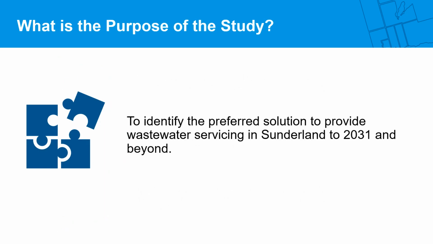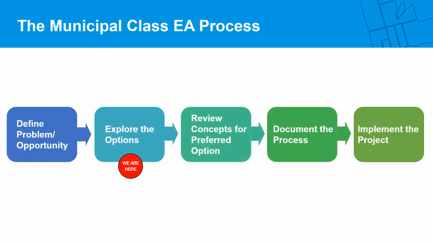The purpose of this Class EA study is to identify the preferred solution to provide wastewater servicing in Sunderland to 2031 and beyond. This study follows the Municipal Class EA process. The Municipal Class EA process is a consistent, objective, and transparent way to plan public infrastructure. The process provides opportunities for the public, government agencies, First Nation and Métis communities, and other interested persons to give feedback and guide decision-making. In simple terms, the Municipal Class EA process consists of 5 steps.